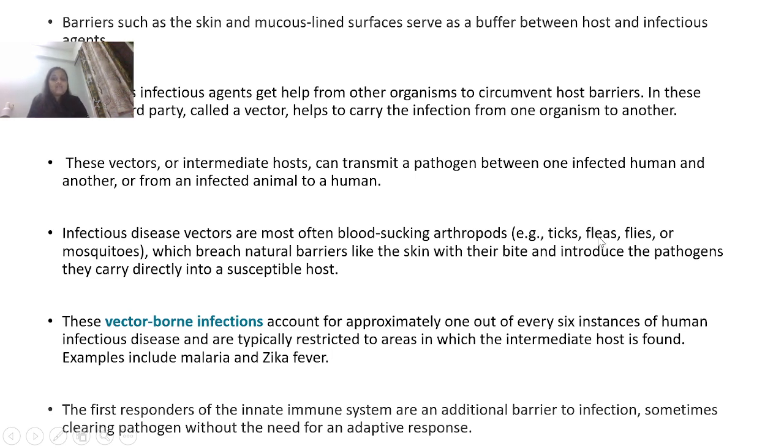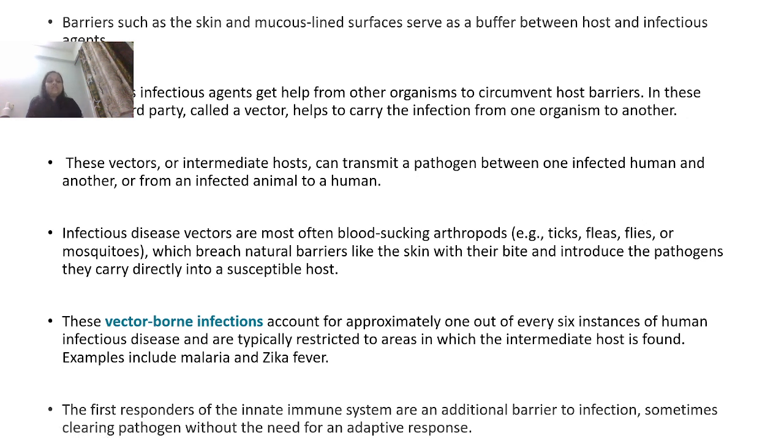Examples include ticks, flies, fleas or mosquitoes, which breach natural barriers like the skin with their bite and introduce the pathogen they carry directly into a susceptible host. These vector-borne diseases account for approximately 1 out of every 6 instances of human infectious disease and are typically restricted to areas in which the intermediate host is found. Examples include malaria and Zika fever. So the first responder is the innate immune system, which is an additional barrier to infection, sometimes clearing pathogens without the need for an adaptive response.